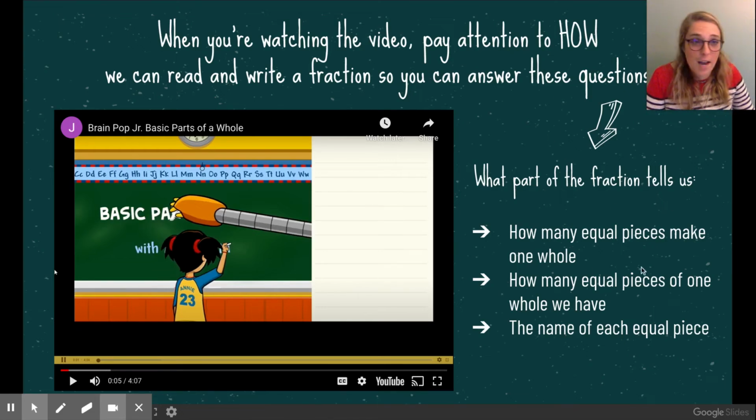They are the exact same as the three that I just mentioned, but I want you to be able at the end of this video to tell me what part of the fraction tells us how many equal pieces make one whole, what part tells us how many equal pieces of one whole we have, and what part tells us the name of each equal piece.